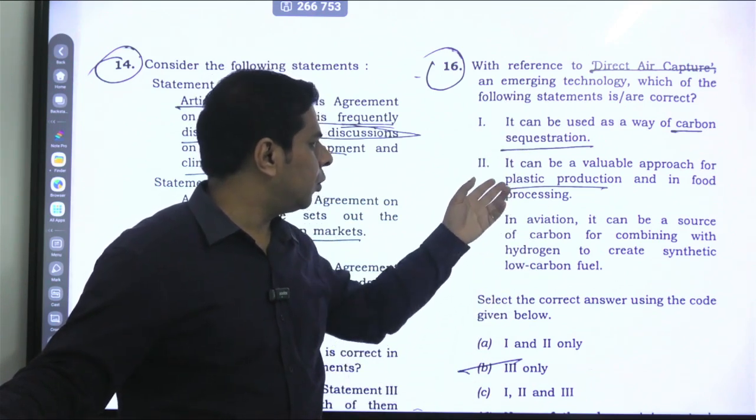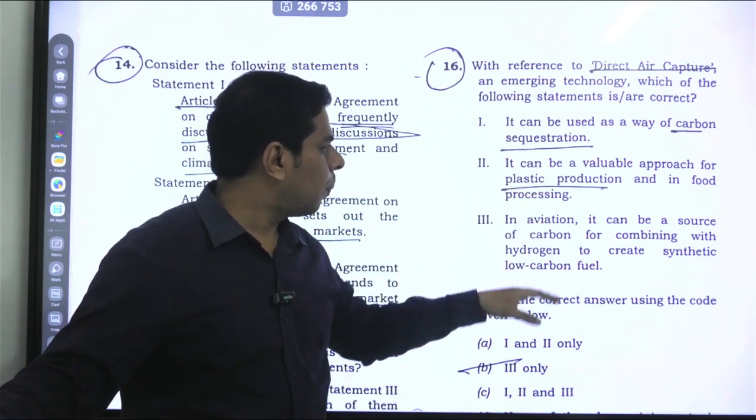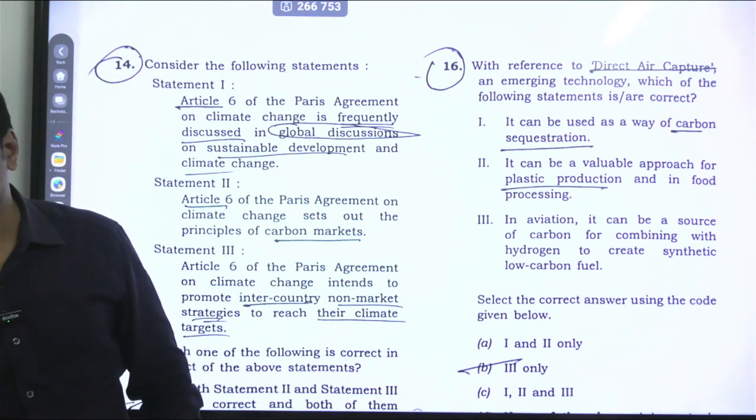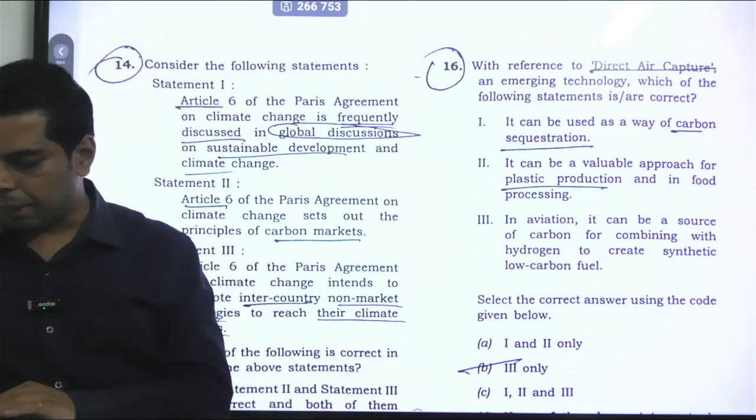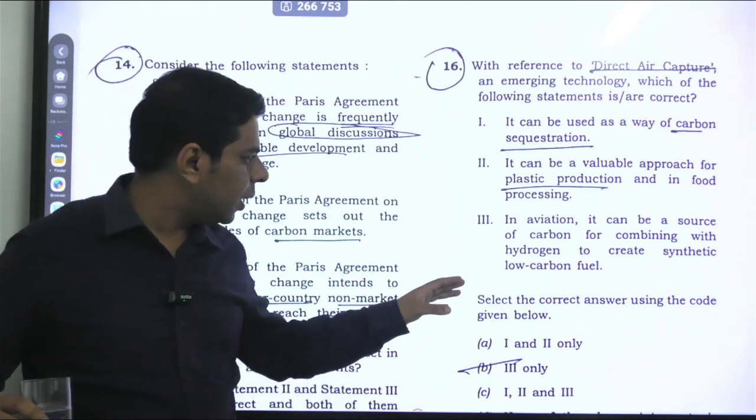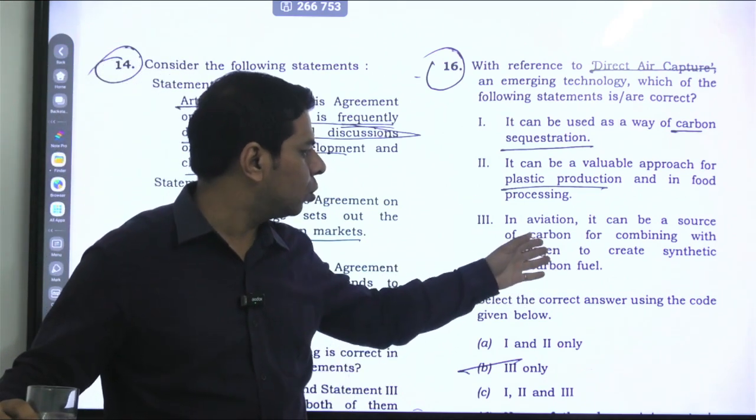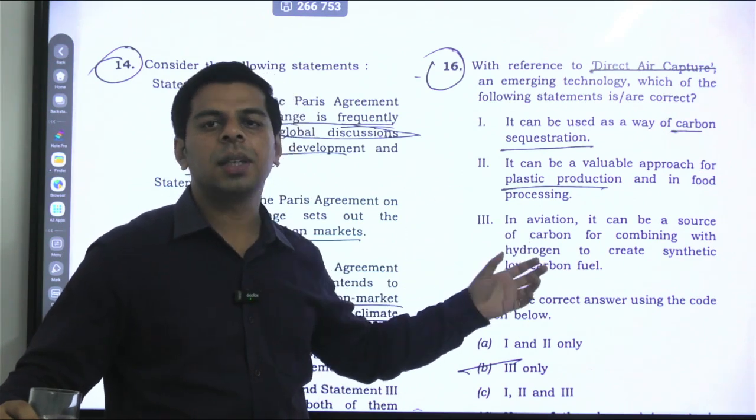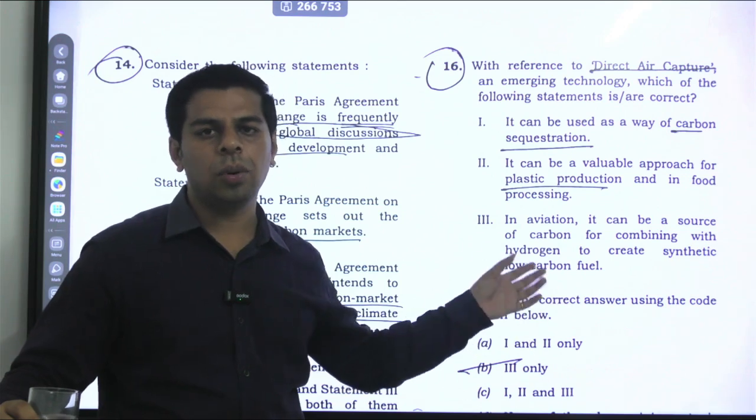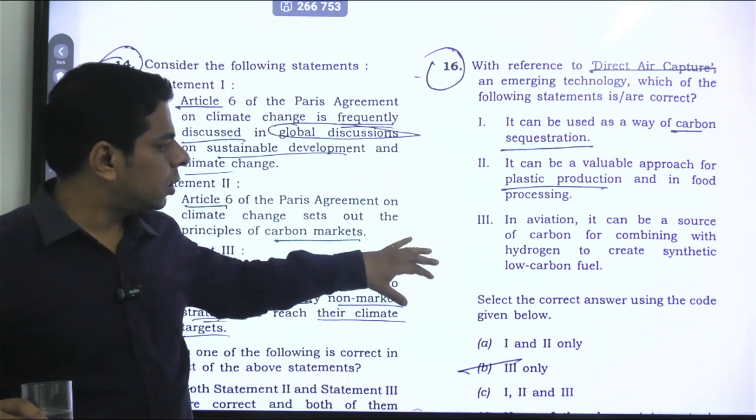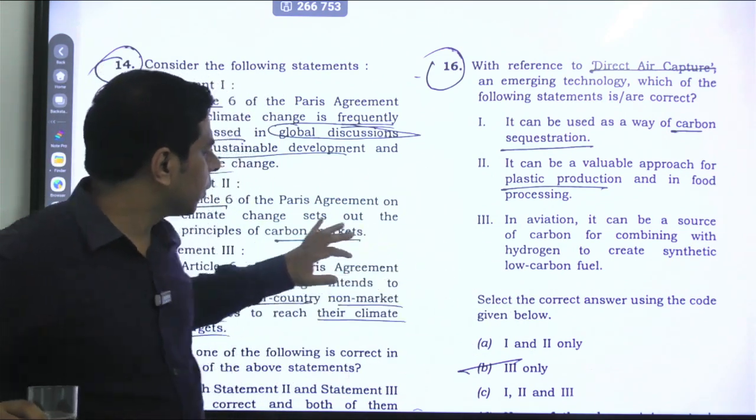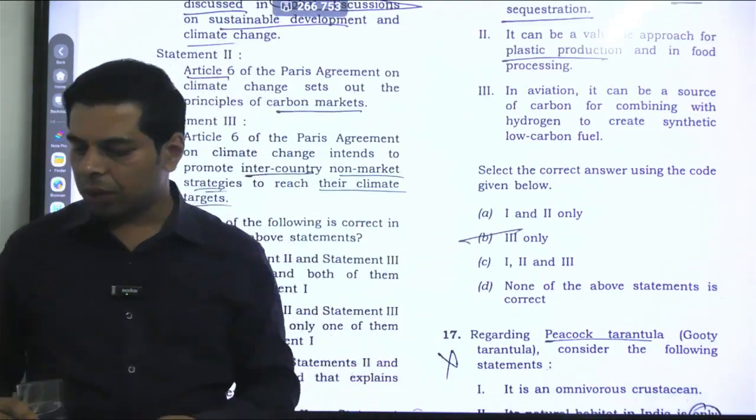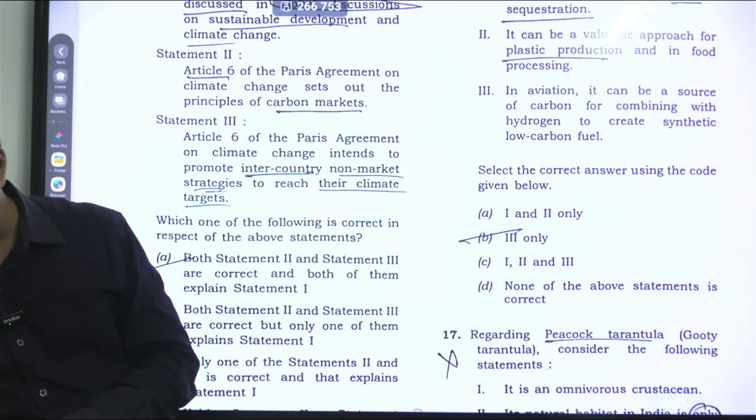The second statement is that it can be a valuable approach for plastic production and food processing. Yes, it can be tried because this is evolving, and a few research papers are amplifying it. And the third one once again says that in aviation it can be a source of carbon, combining hydrogen to control the low carbon. So basically this is a new emerging setup in which we are trying to bring down cost and bring more efficiency in the system. So once again the glorification part continues and you have to just mark all of the above as the answer. So once again the dividend of the risk would have paid off for some of the students who would have attempted this question.